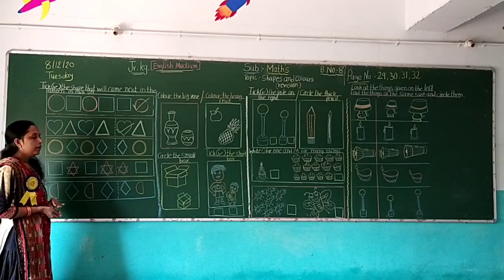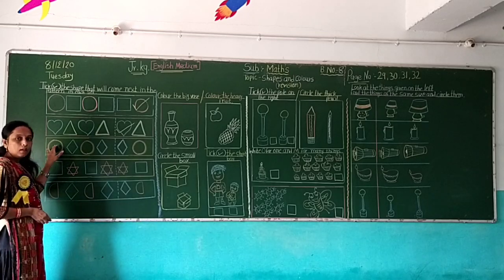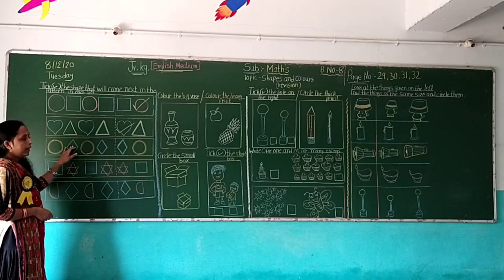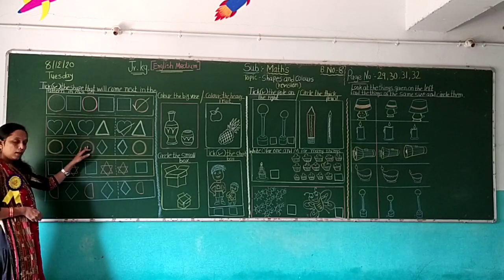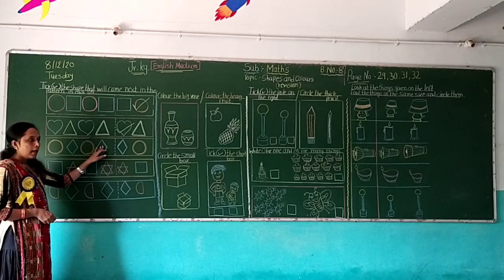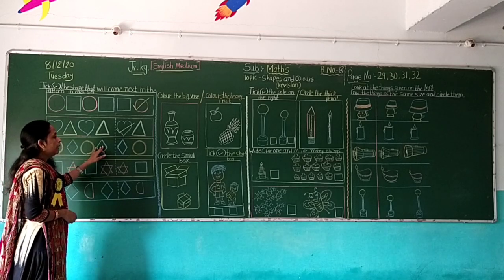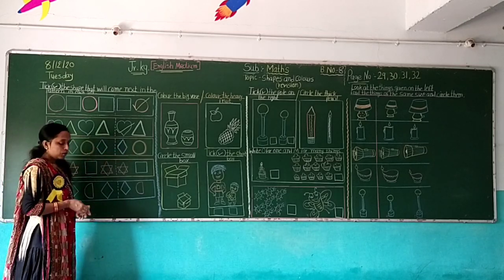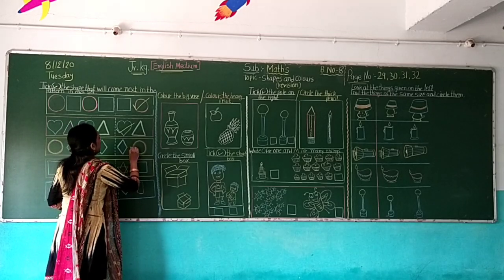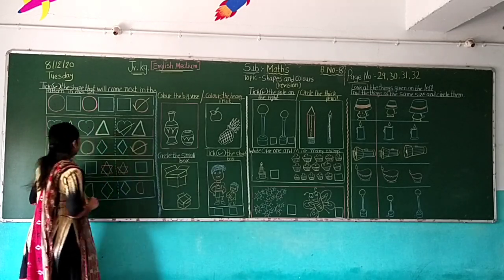Now next, look here. Which shape is this? Circle. Now next, which shape is this? Diamond. Now next, circle. And this diamond. So which shape comes next here? Circle. So here we tick the circle shape.